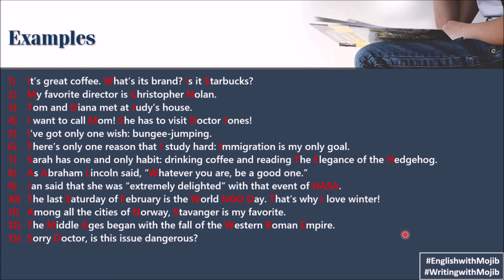13. Sorry, doctor. Is this issue dangerous? Sorry, doctor. S, beginning of the sentence, and doctor, where we are addressing a person. We are talking about one person. It's not a general title. We are talking about one person, a specific person. So we use D in capital form. Is this issue dangerous? Okay, after comma, we don't capitalize our word.